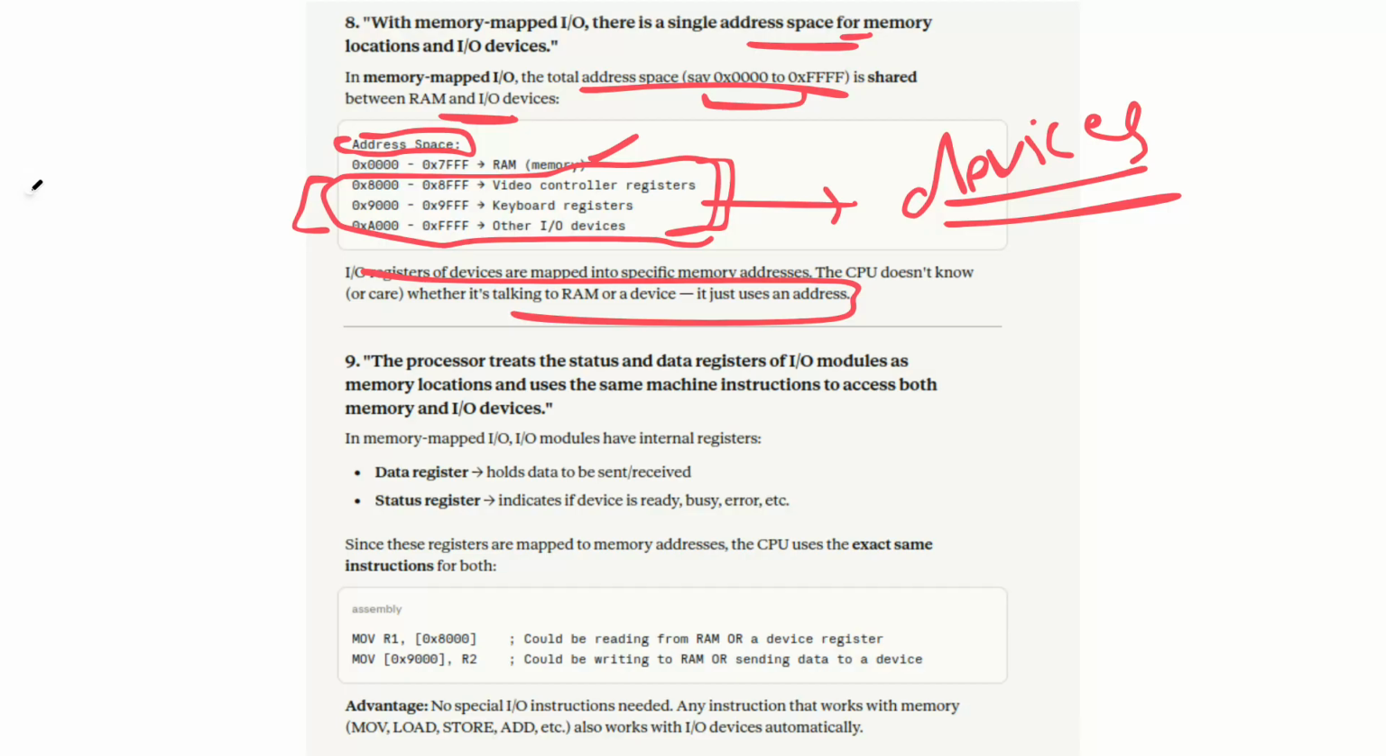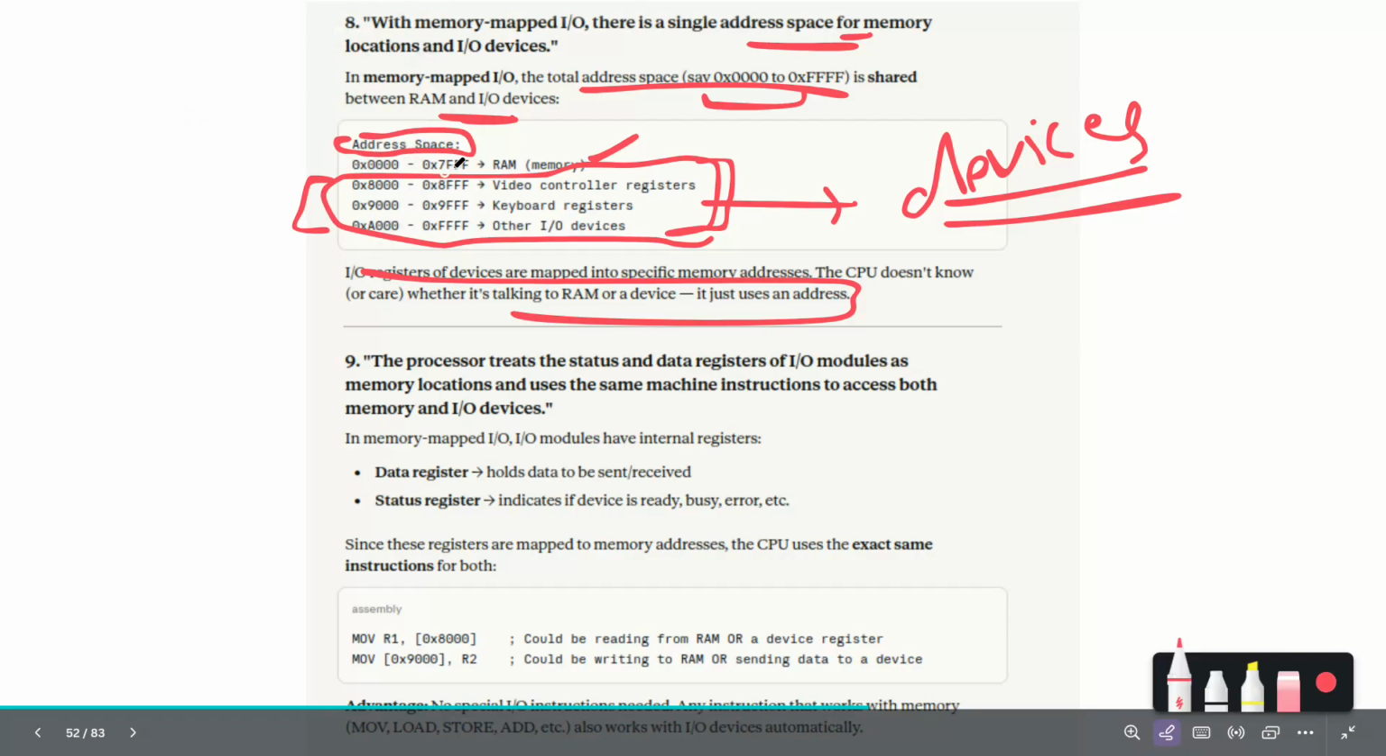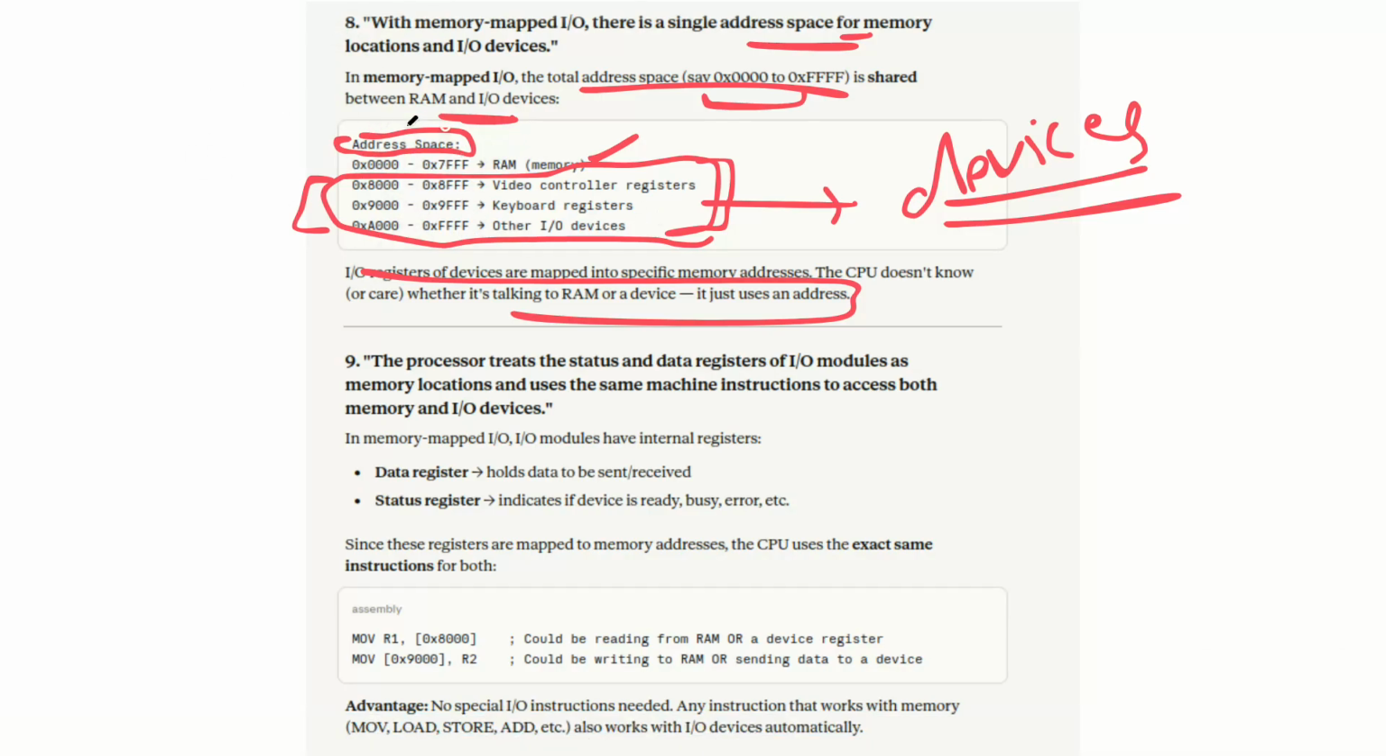So you have to understand that in memory mapped IO, they do not have an isolated address space. Here they are sharing the address space with RAM. If the total address space is this much, and a part is occupied by RAM, then the rest of the space will be used by other devices. That is how the address space is divided. So the CPU doesn't know whether it is talking to the RAM or to these devices. It will just use the address to talk.